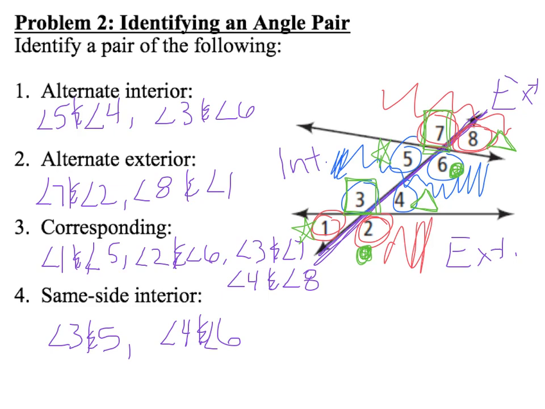And then we have same side interior, so same side on the inside. We have 4 and 6, they're on the same side inside, and 3 and 5 are on the same side inside.